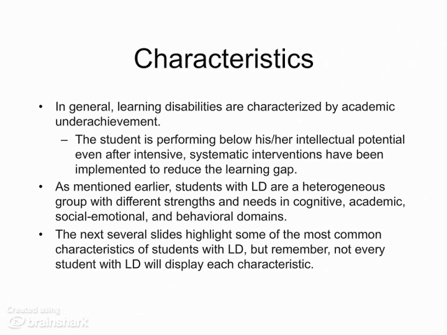In general, learning disabilities are characterized by academic underachievement. This means the student is performing below his or her intellectual potential even after intensive systematic interventions have been implemented to reduce the learning gap. As mentioned earlier, students with LD are a heterogeneous group with different strengths and needs in cognitive, academic, social emotional, and behavioral domains. The next several slides will highlight some of the most common characteristics of students with LD, but remember that not every student with LD will display each characteristic discussed.